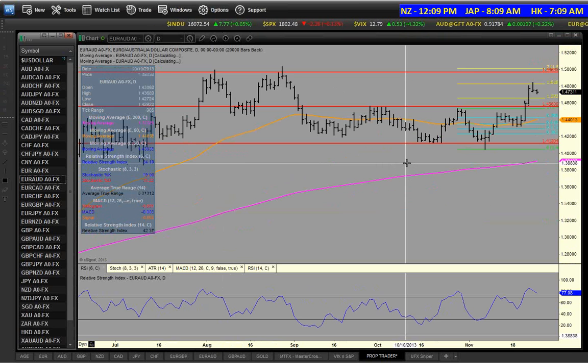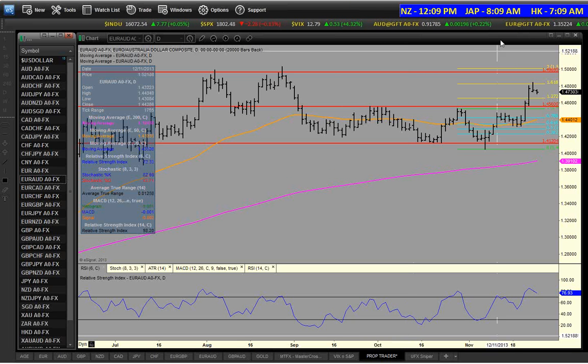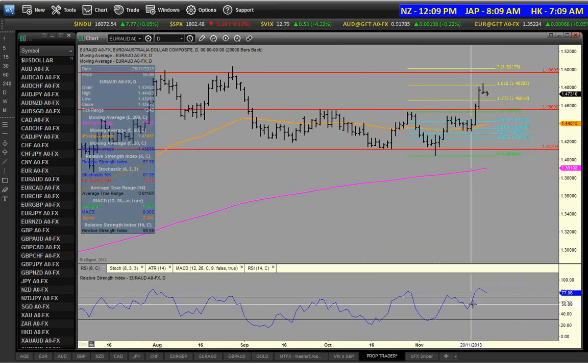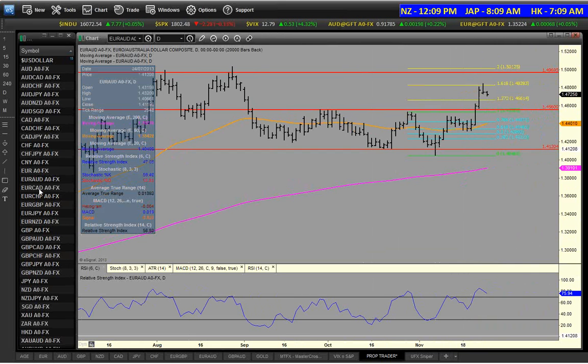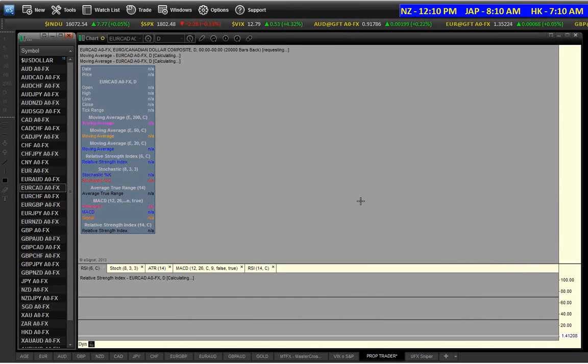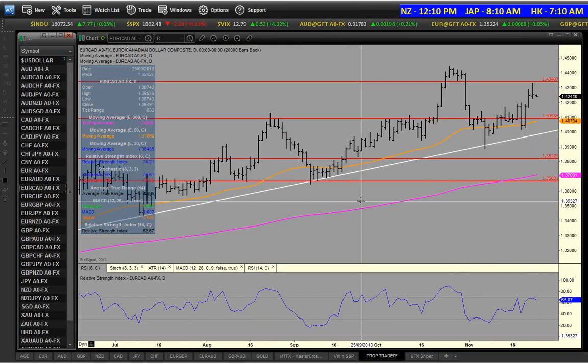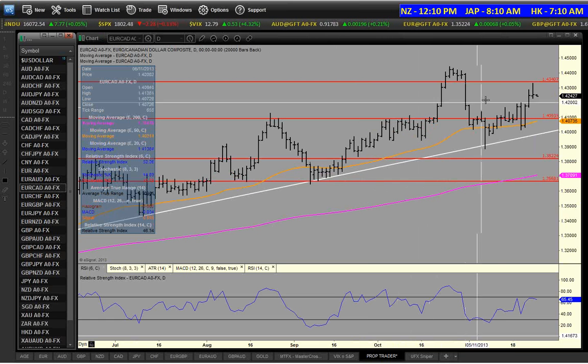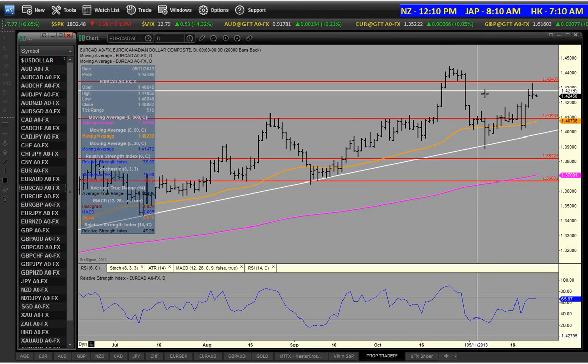Euro Aussie. Like the Swiss yen, you should be in capital protection. It's tested that nicely. You should be looking to get out of your long trades. Is there a short trade? No, not yet. I'd say that's the same. Euro CAD, nice test of that horizontal which had sitting there. Again, you should be in profit protection.